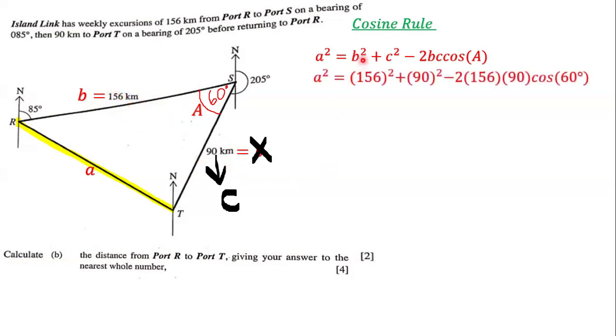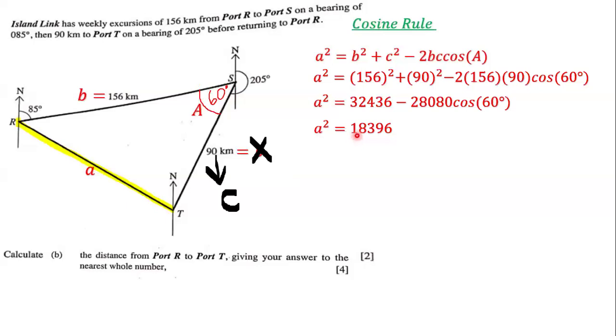So we substitute: b is equal to 156, c is equal to 90, and capital A is equal to 60 degrees. And so we have 156 squared plus 90 squared, and that gives us 32,436. And we have 2 times 156 times 90, which is 28,080, multiplied by cosine of 60. Next, we subtract. So we have 32,436 minus 28,080 times cosine of 60 degrees.